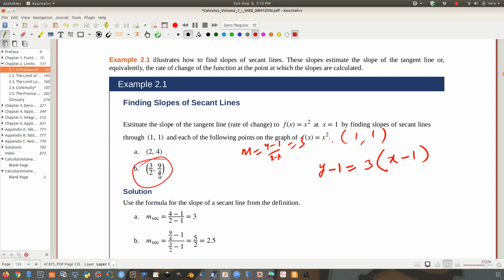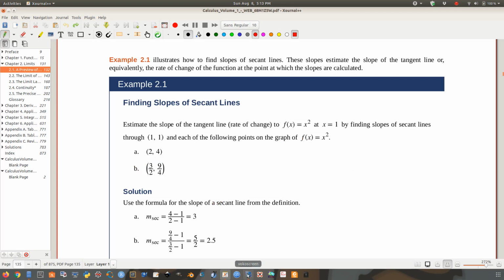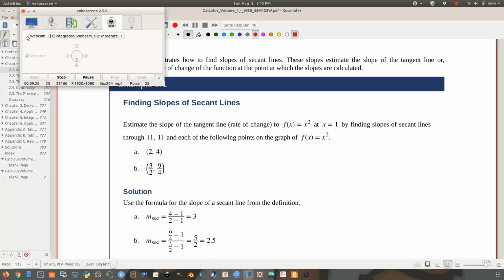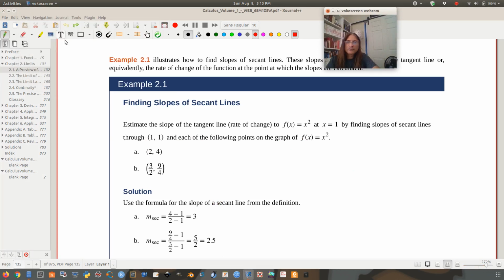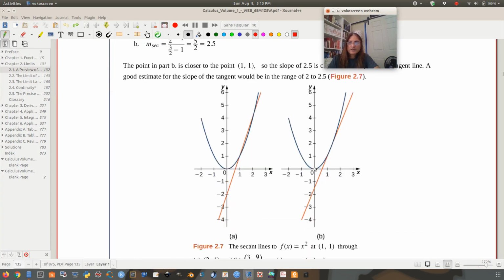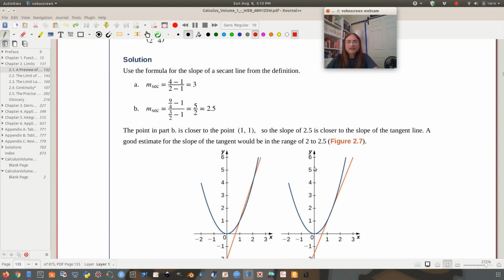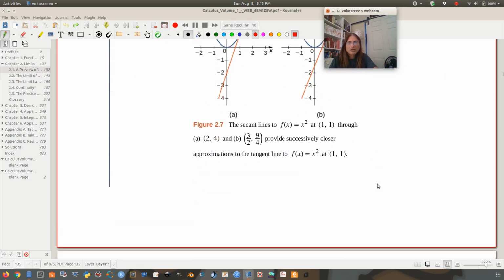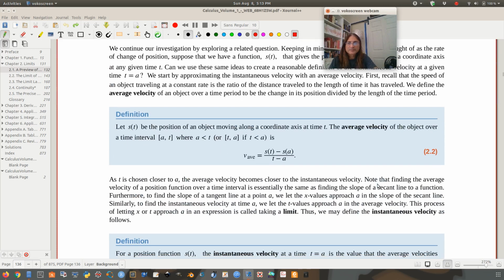And similarly, if you have another one here, the slope would be (9/4 minus 1) over (3/2 minus 1). And it looks like it's 2.5, and you can also draw it on GeoGebra. Okay, looks like my video vanished. Okay. Now, if we get the points closer and closer, then of course, as we discussed before, we are getting closer and closer to the tangent.